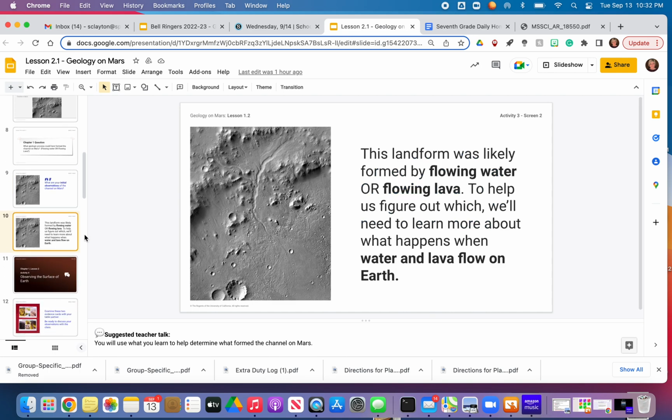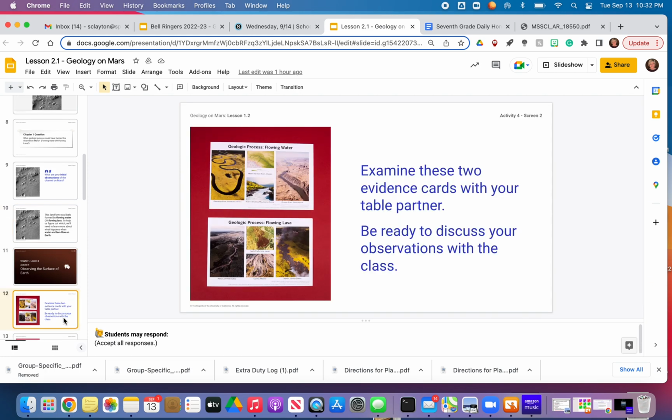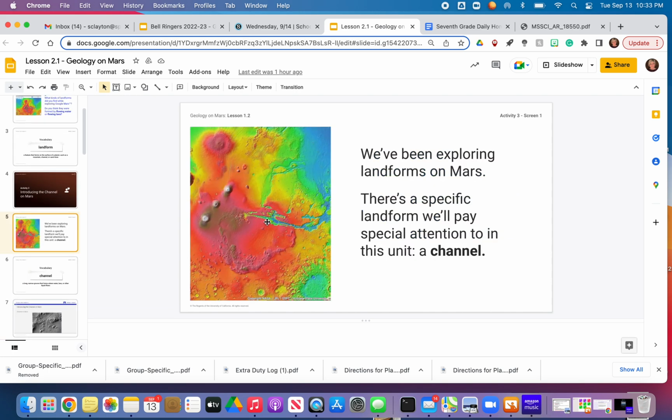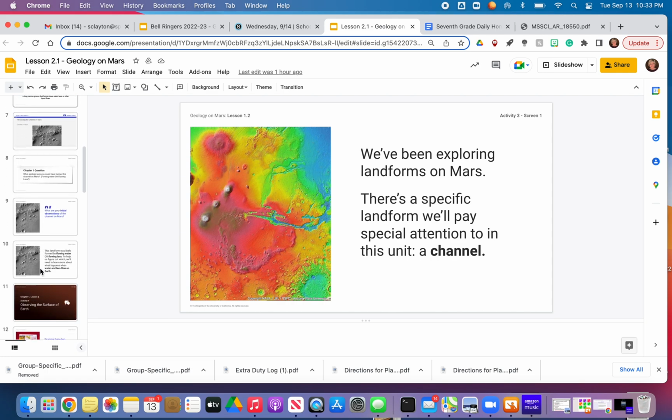In order to find out more, I just told the kids we've got to do a little bit more investigation. So one thing that we did is I gave the kids these two background information cards, and they had pictures of geologic processes of flowing water and flowing lava. And the interesting thing is, I think immediately in this picture here, the kids wanted to say this right here definitely was water. It's a canyon made by water.